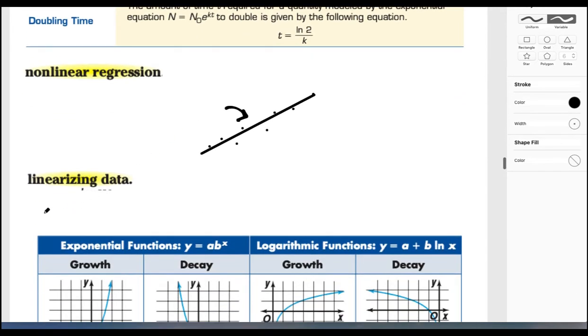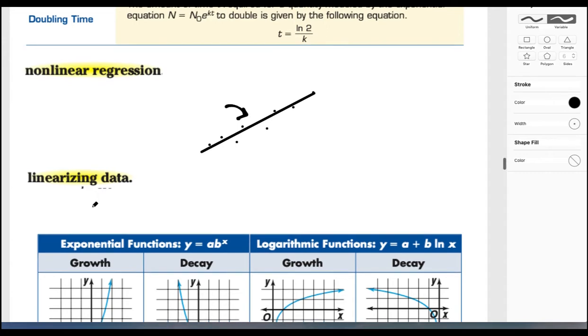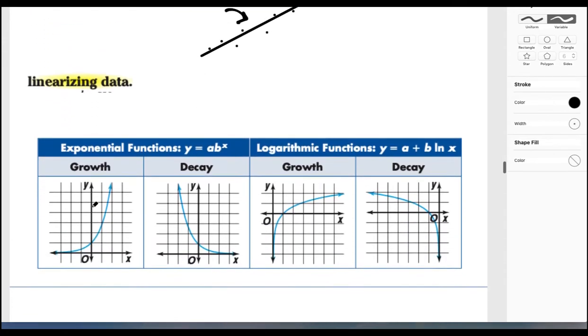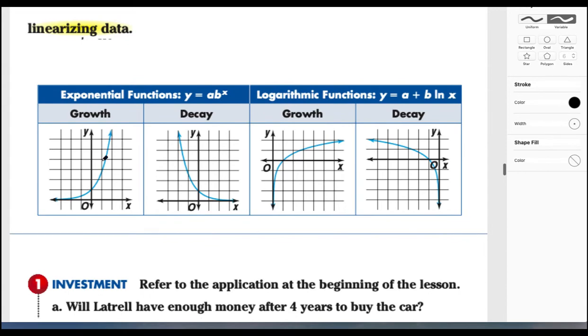And linearizing data is changing what would be a logarithmic or an exponential function into a linear function, and that's a technique that we'll look at a little bit later. All right? So the first thing we want to talk about is just remember the relationship.